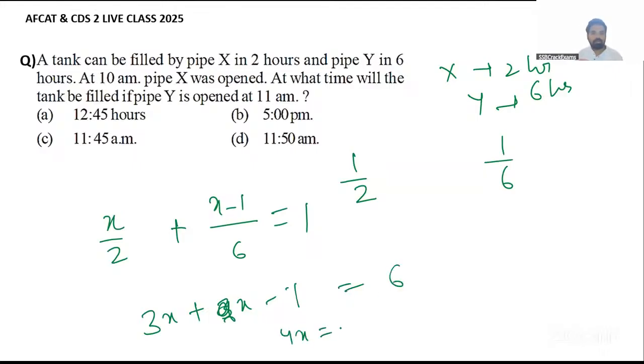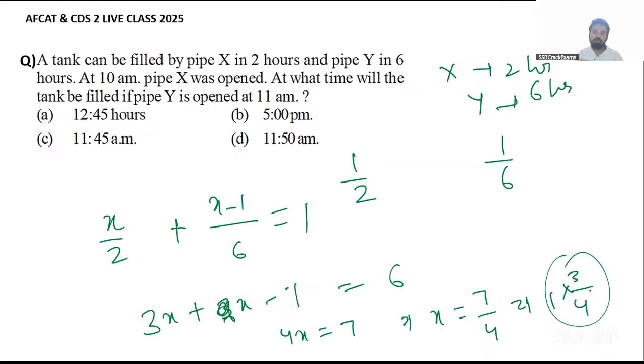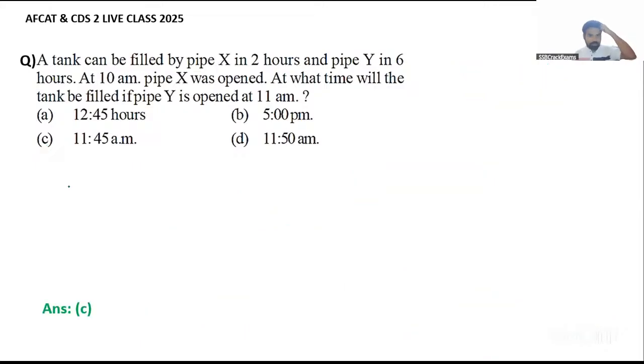4x is equal to 7. So x is equal to 7 upon 4. So it is 1 hour and 3 upon 4 of the 60 minutes. So 3 upon 4 of 60 minutes is 45 minutes. So just add 1 hour 45 minutes. It will be 11:45. Okay, very good.